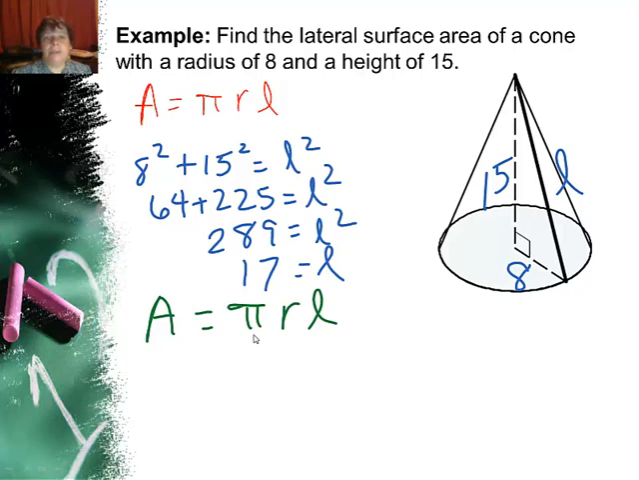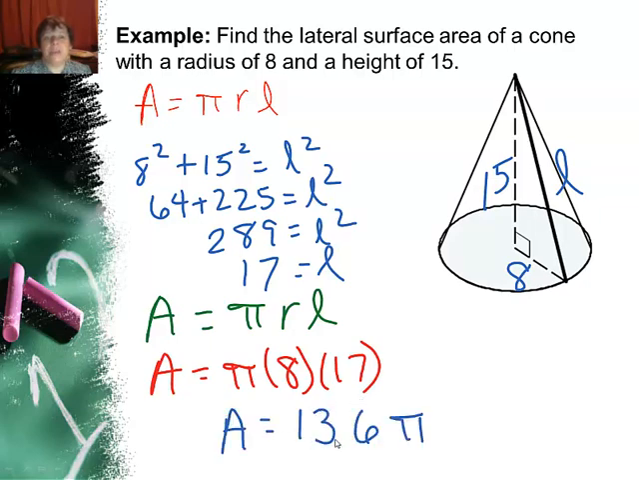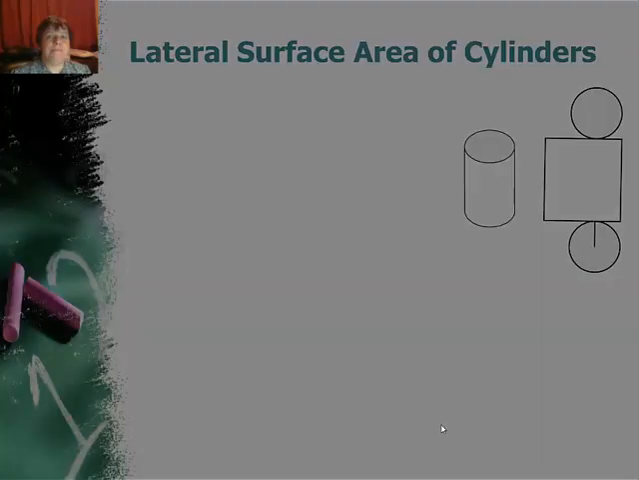Substituting into the formula, pi, 8, and 17, multiplying 8 and 17 out, we get area equals 136 pi. So that is the lateral surface area of this cone. This is an exact value, not an approximate, because I didn't round it. I left the pi in there.